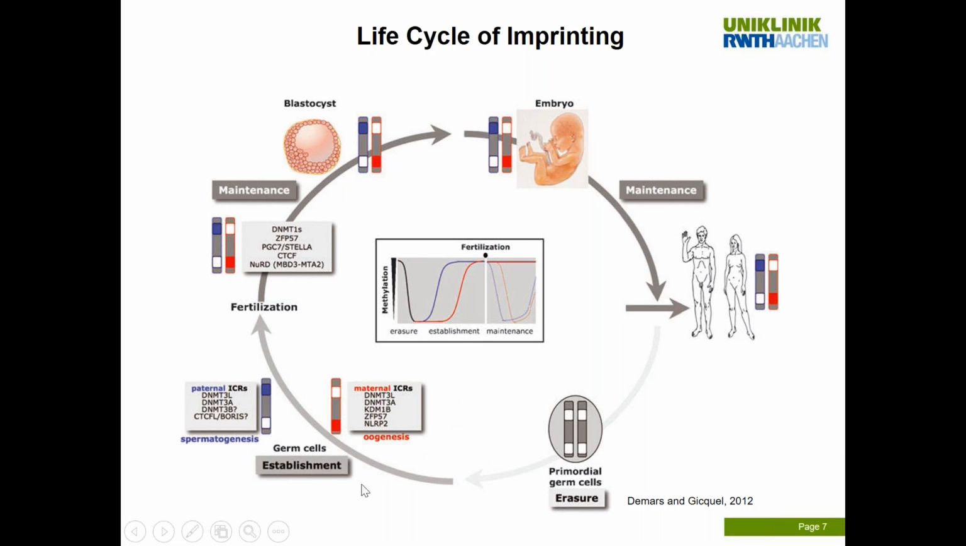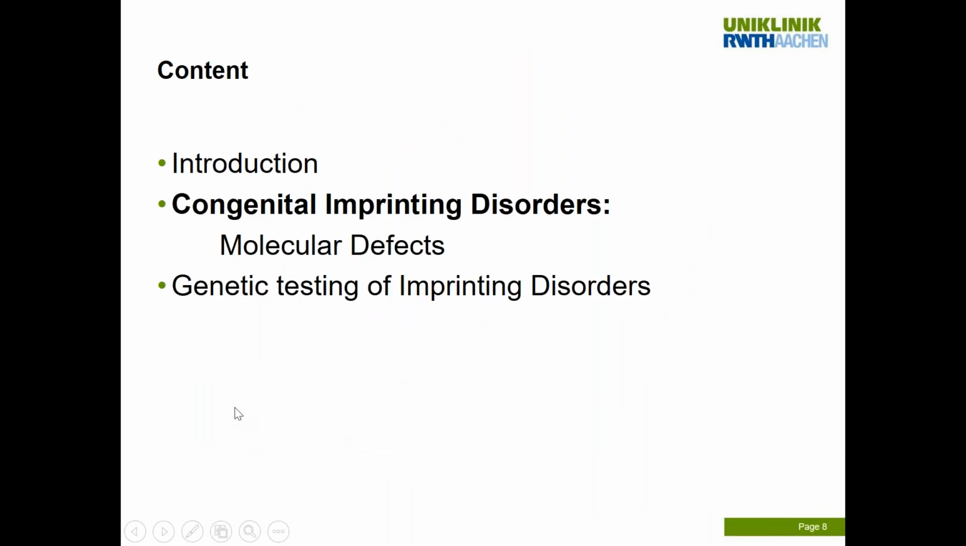And as you can imagine, this finely balanced pattern of imprinting marks is very prone to disturbances. And therefore, in fact, we can observe several imprinting disorders, several human diseases, which are characterized by the disturbance of this fine-tuned genomic imprinting balance. Therefore, I now want to switch to congenital imprinting disorders.